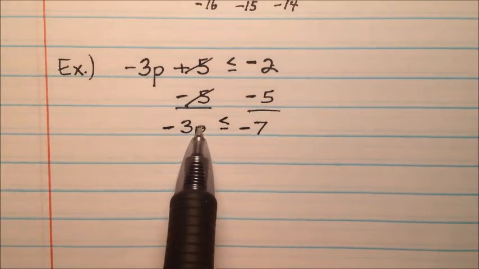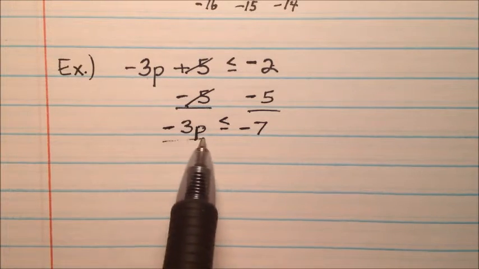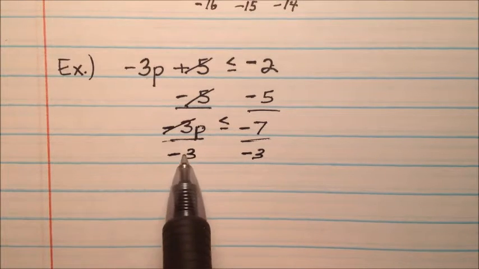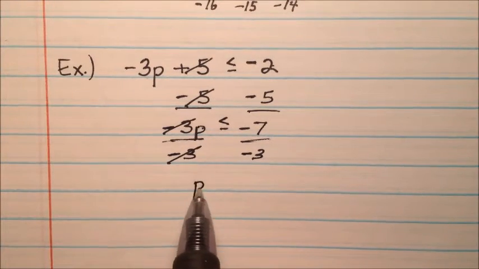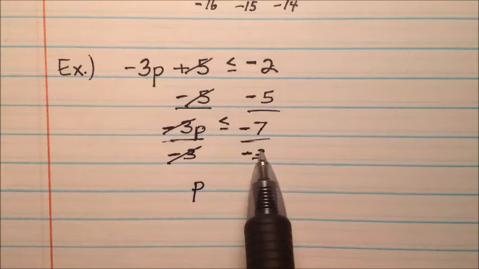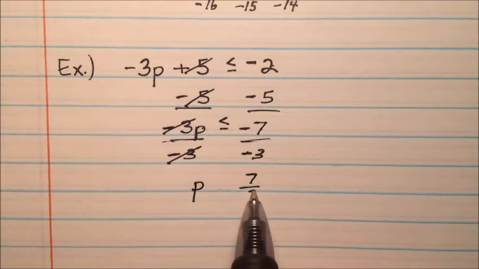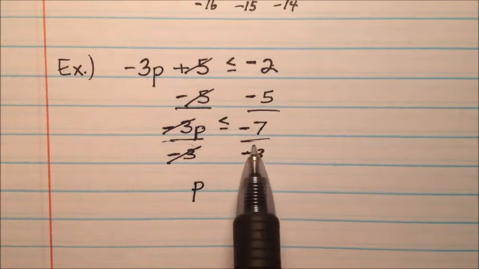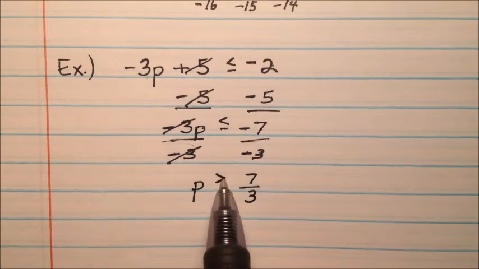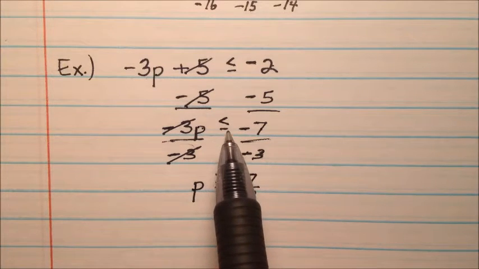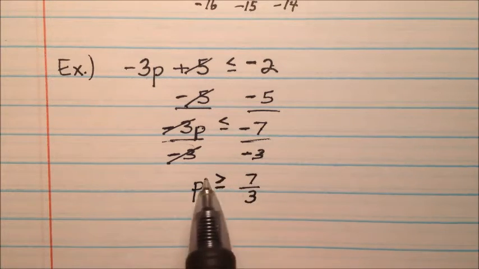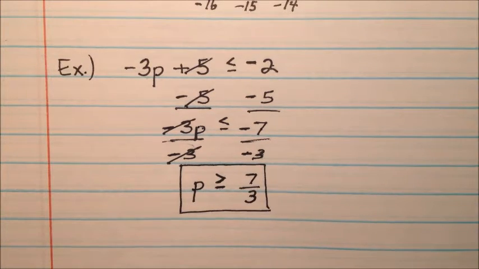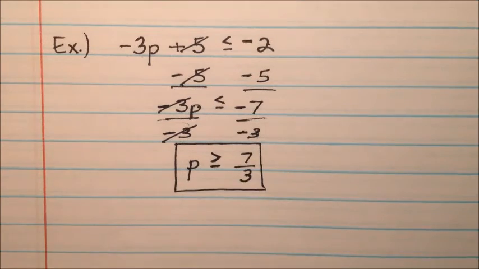So in order to get this p by itself now, it's being multiplied by negative 3, so I'm going to divide by negative 3, and I can do that on both sides. My negative 3's are going to cancel, I'm left with a p, and my negative 7 and a negative 3, the negatives are going to cancel, so I just have 7/3. Notice since I divided both sides by a negative, I have to flip the sign of the inequality, and instead of being less than or equal to, now it's greater than or equal to. And as far as my inequality is concerned, this is my solution. P is greater than or equal to 7/3.